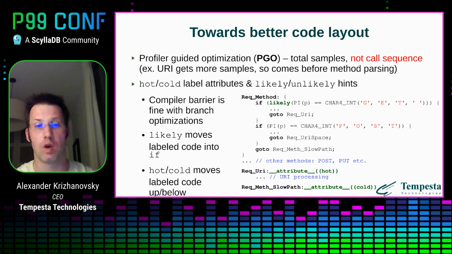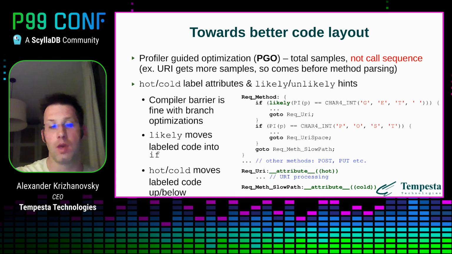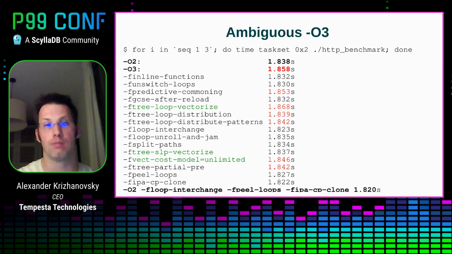With compiler hints like likely and hot, we can still point out that the code under a likely branch or under a hot label goes first. The code under an unlikely branch or under a cold label goes last, and non-specified labels and branches are somewhere in the middle. So with this tool, we managed to get optimal code layout for our state machine.